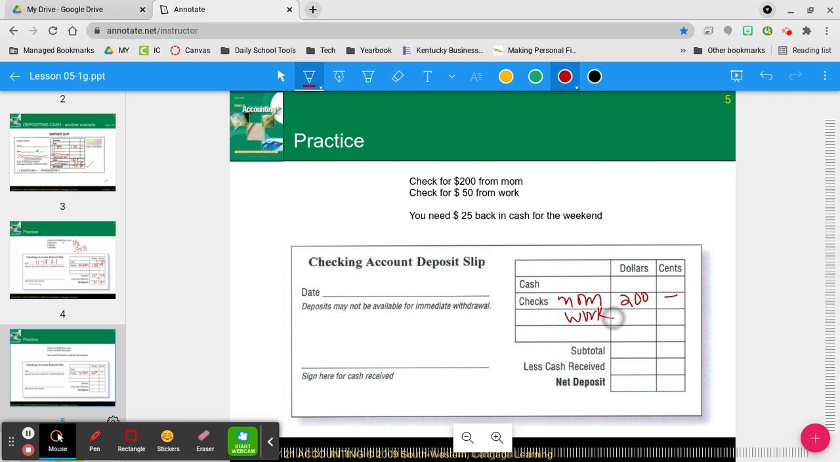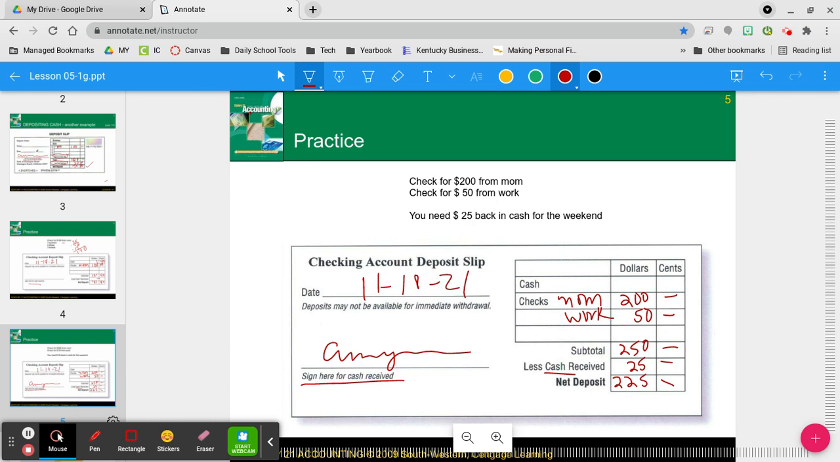Work. Sounds like I'm better off with my mom. And you need $25 cash back for the weekend. So I have a total of $250. I'm getting $25 back, so I am only depositing $225 in my account. But because I'm getting cash back, it says sign here for cash received. I'm going to sign, and it'll look like that.